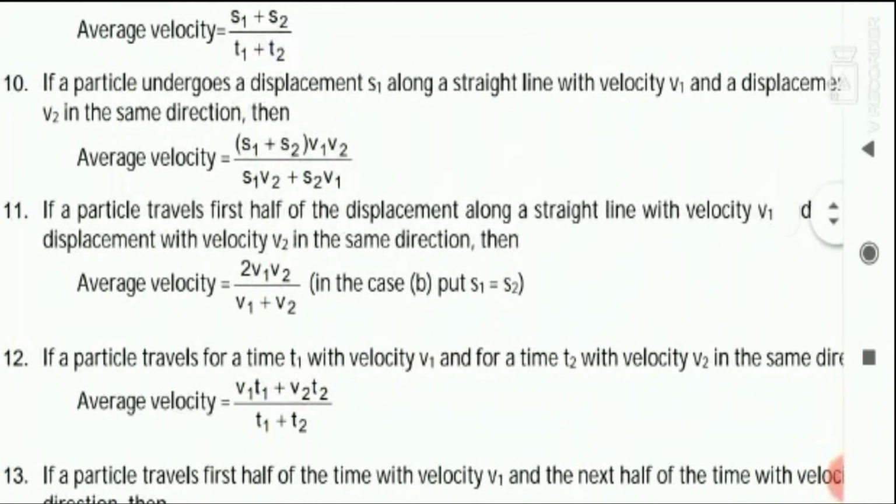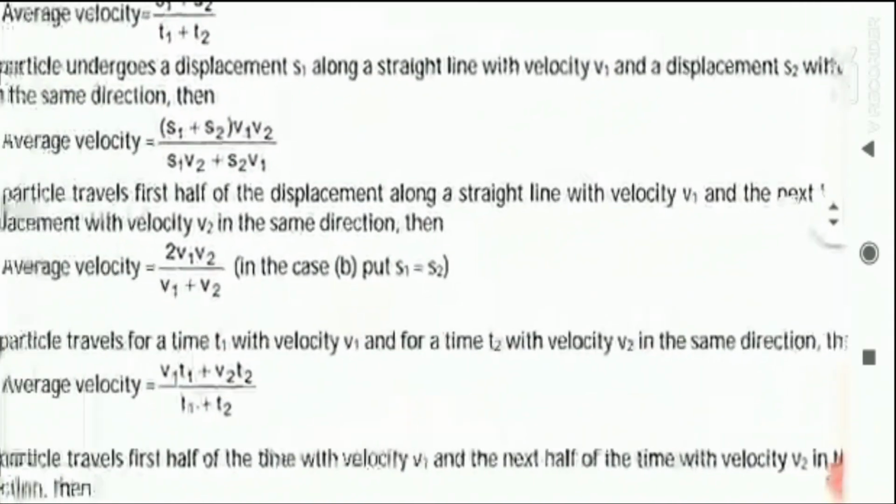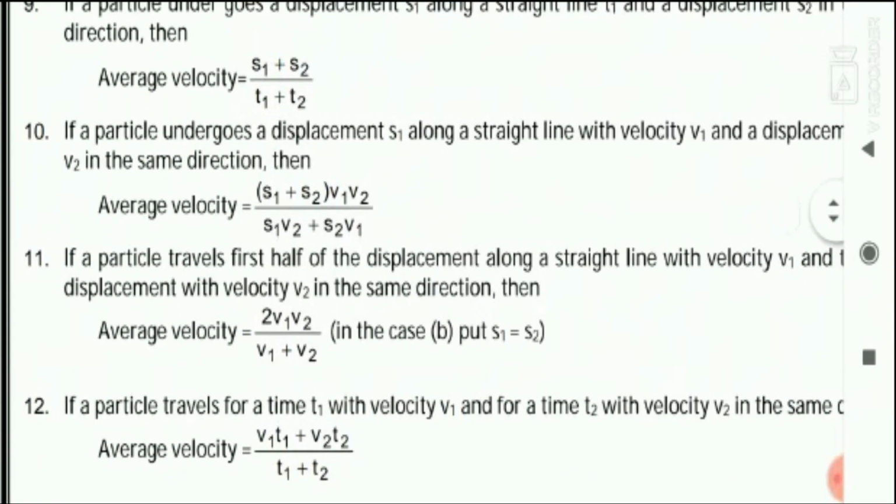Then the next important formula, if a particle undergoes a displacement s1 along a straight line with velocity v1 and a displacement s2 with v2 in the same direction, then average velocity is equal to (s1 plus s2) by (s1 by v1 plus s2 by v2). The above formula, when displacement and time is given, you have to use that formula. In terms of time, if velocities are given, you have to use this formula. See how simple I made it.